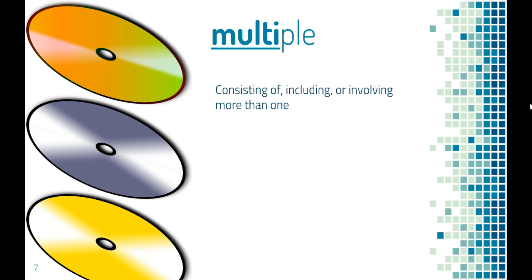Your next word is multiple, and this means consisting of, including, or involving more than one. So on the screen there are 3, looks like CDs. So we could say that there are multiple CDs. It consists of more than one.